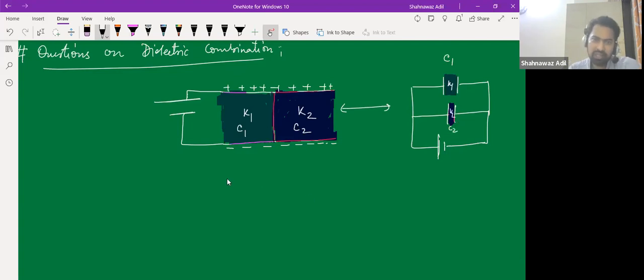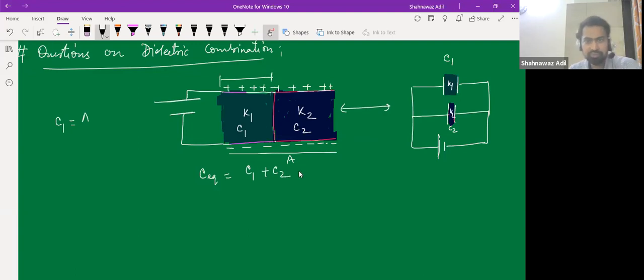So now if we write C equivalent, that would be C1 plus C2. But how much is C1? Now you see the total area. Total area is A. So what would be this area, from here to here? A by 2, right? So this is A by 2, and this is A by 2.